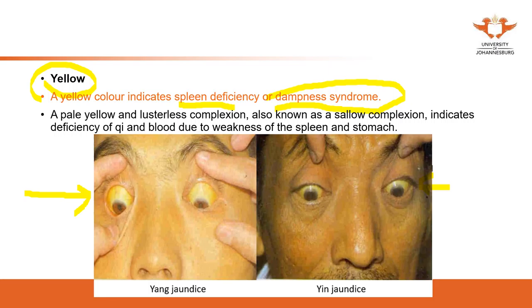Why is the one on the left side yang jaundice? That's because the yellow is brighter. And as you compare these two pictures, what's important here is to compare the brightness of the eyeballs. The one on the right side is dull, or darker, in the eyeballs. Sometimes you can't see it from the face, but you can observe it from the eyeballs. For yang jaundice, we're going to balance the yang back. For yin jaundice, we're also going to treat yin, so that's why we need to differentiate yin and yang from the observation.